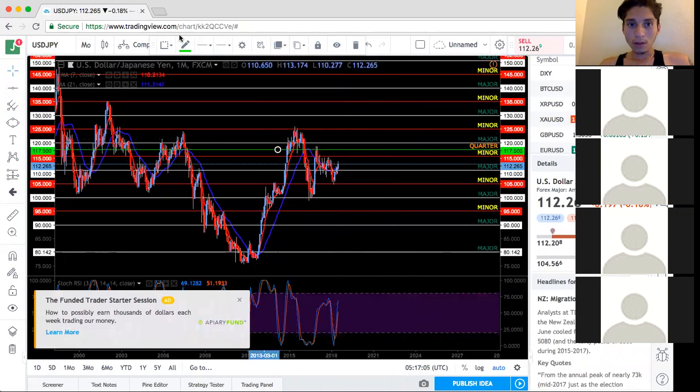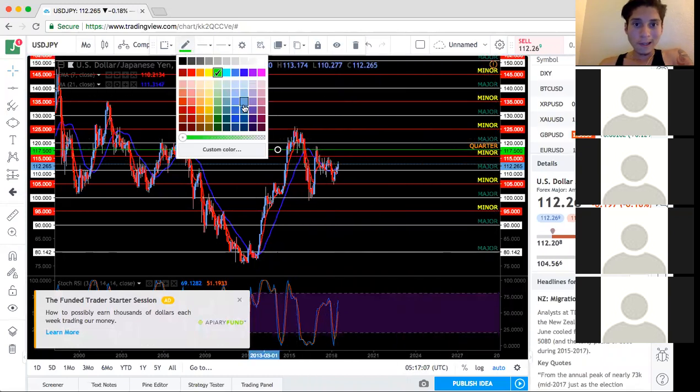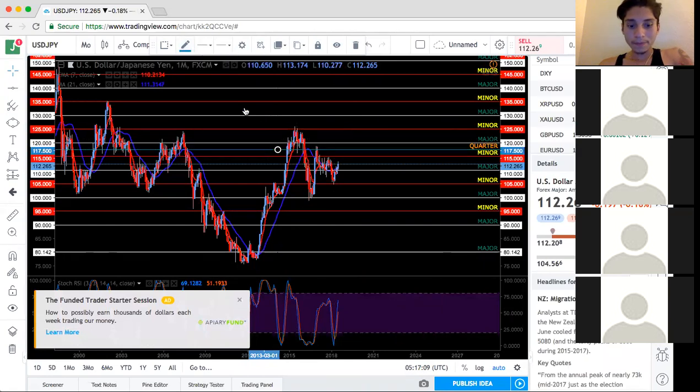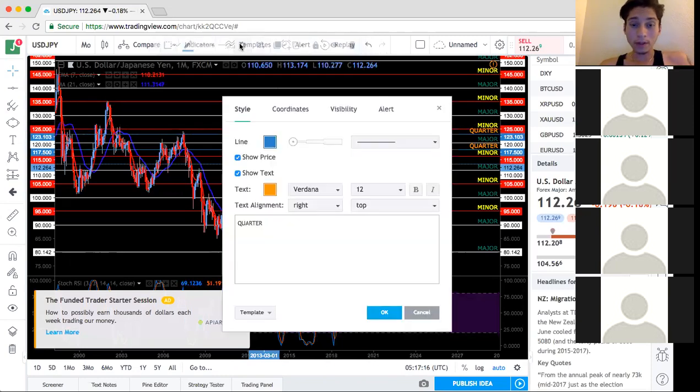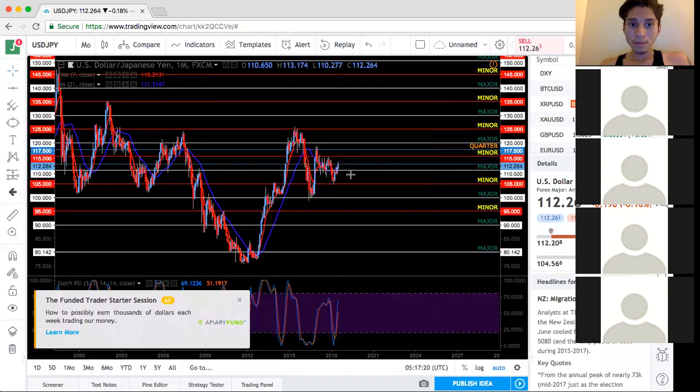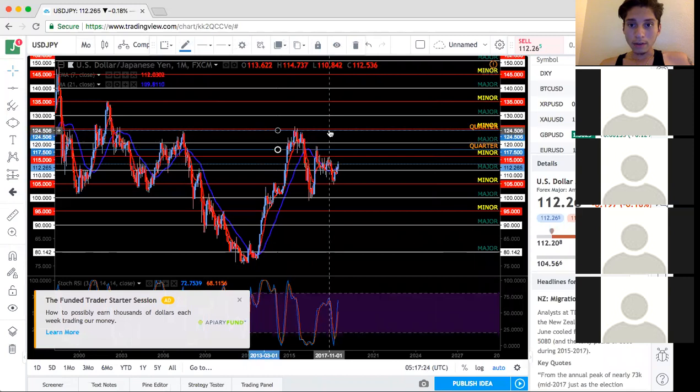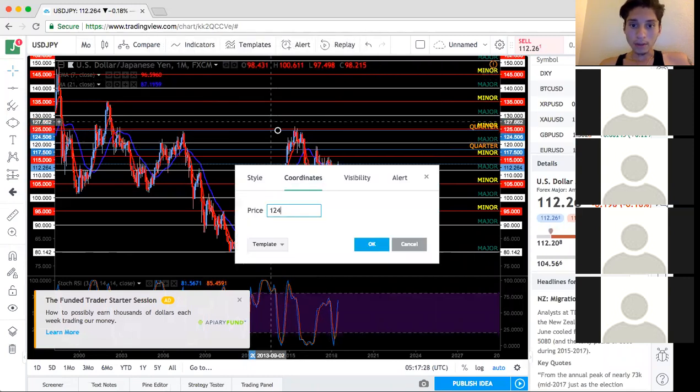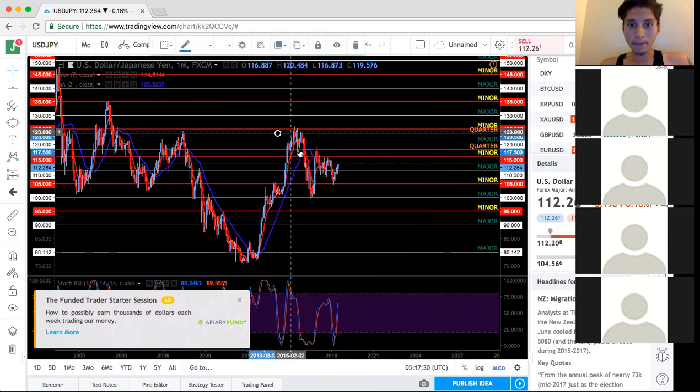I'll actually probably do this a different color. I'll do this like dark blue. And same thing, just format it and add them all over. Add them 250 pips away from each one. So in this case, this one's fine. Right in between 125, all right, so it'd be 123.5. Oh no, 122.